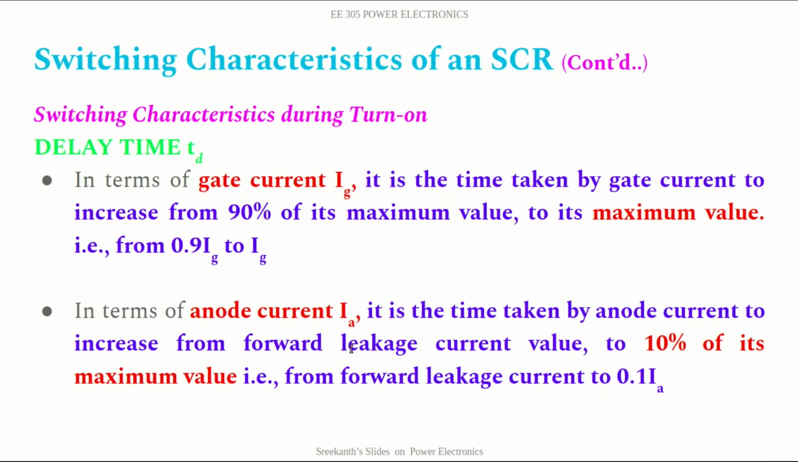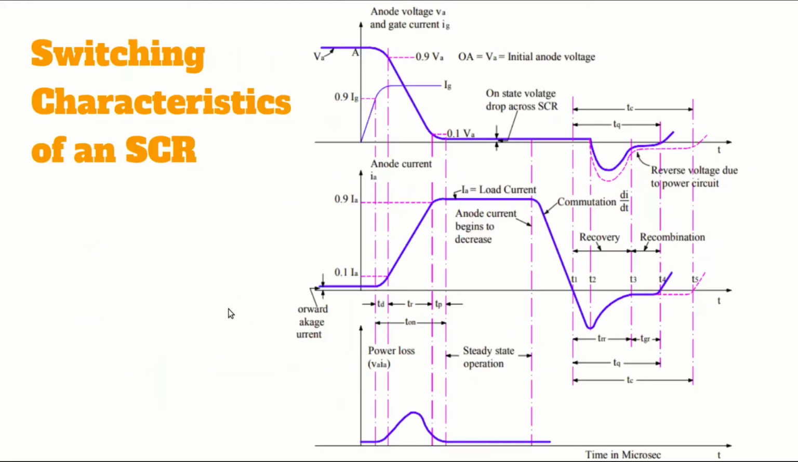In terms of anode current Ia, it is the time taken by the anode current to increase from forward leakage current value to 10% of its maximum value, that is from forward leakage current to 0.1 Ia. You can see that this is the anode current, and initially before the turning on, it was in the forward blocking mode, and the current flowing through it was forward leakage current. The time taken for it to build from forward leakage current to 0.1 Ia is the delay time.